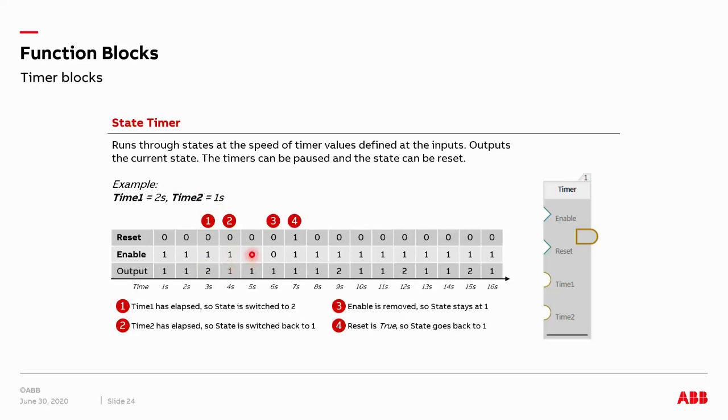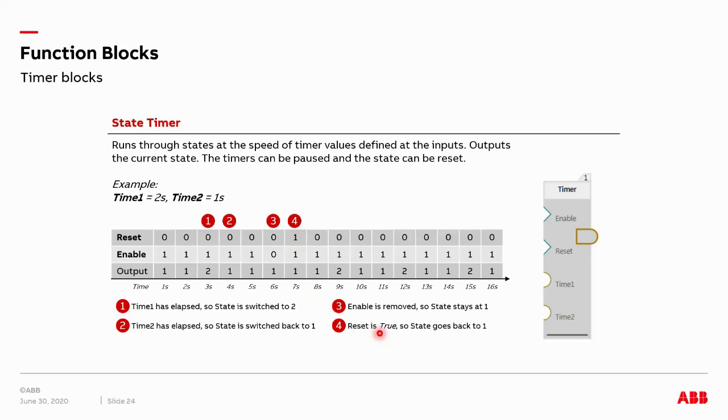We continue to run this, we're still enabled, but at 6 seconds, I remove that enable signal. And what you'll notice is I went 1, 1, 2, 1, 1. I would have expected a 2 here had this just continued to be enabled, but because I took that signal away, it's now paused the timer and I stay at state 1. At stage 4, I actually go out and reset the timer and then enable it again.